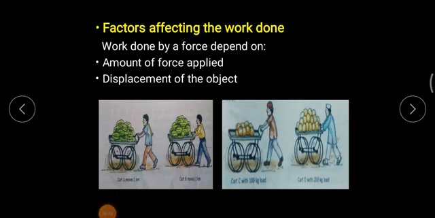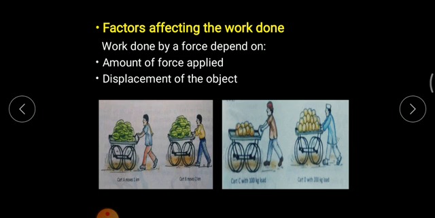Now let us see factors affecting work done. There are two factors which affect the work done. First one is the amount of force applied and the second is the displacement of the object. The amount of force applied means how much intensity of force is being applied to move a certain object. That is the first factor on which work done depends. Second one, how much displacement is being done by the object. Displacement means how much distance the object has moved. That is the displacement of an object.